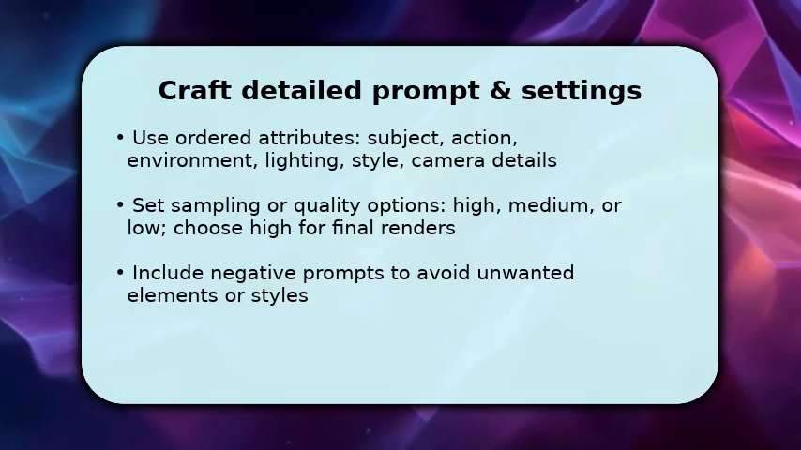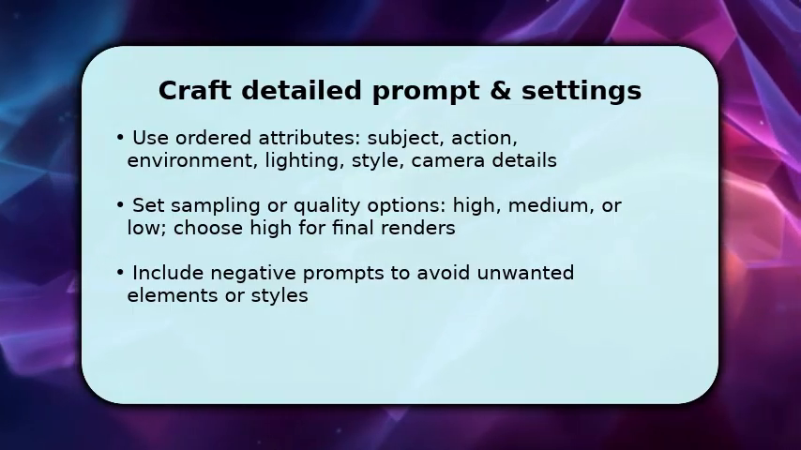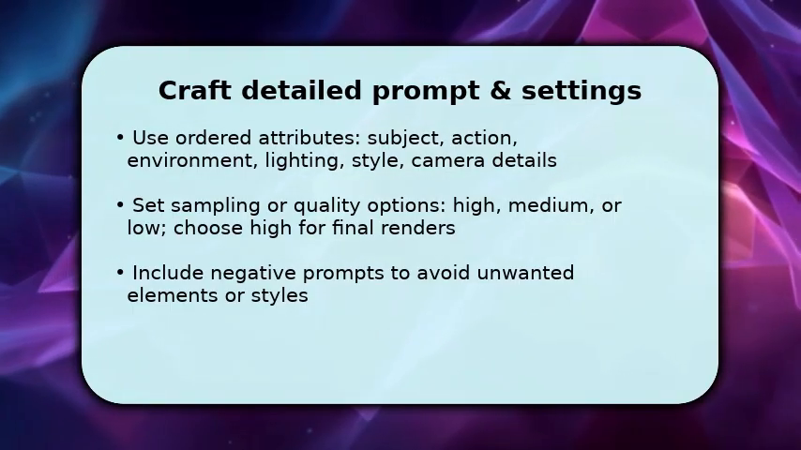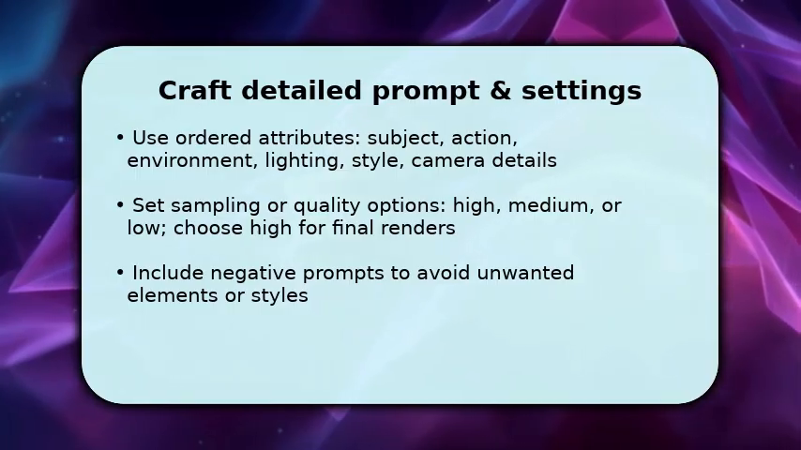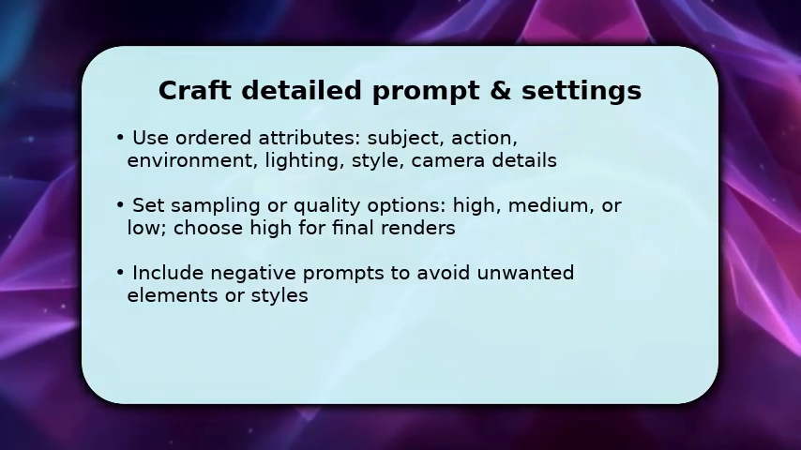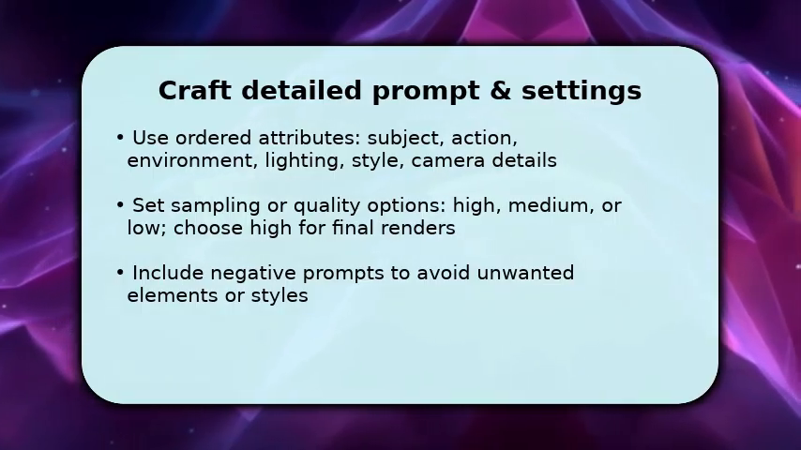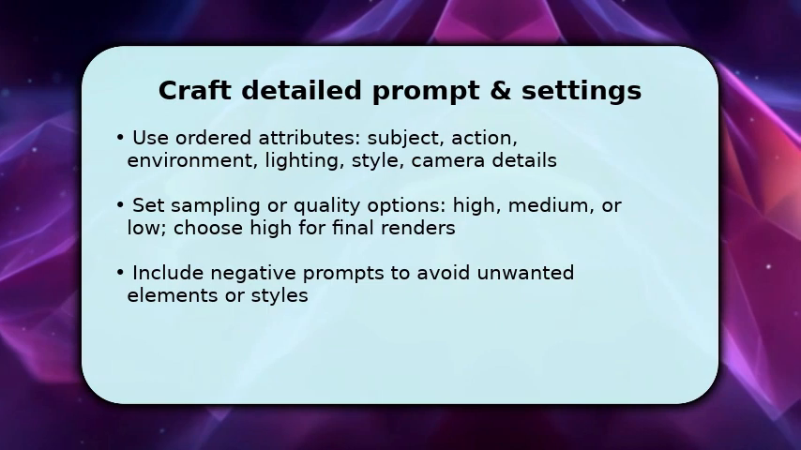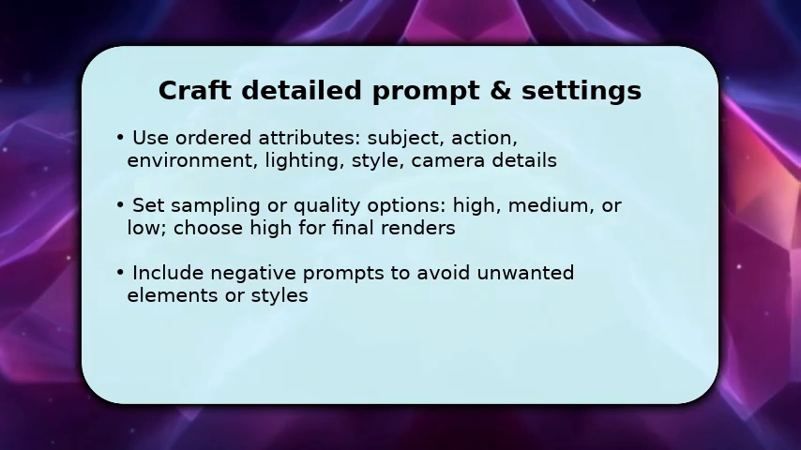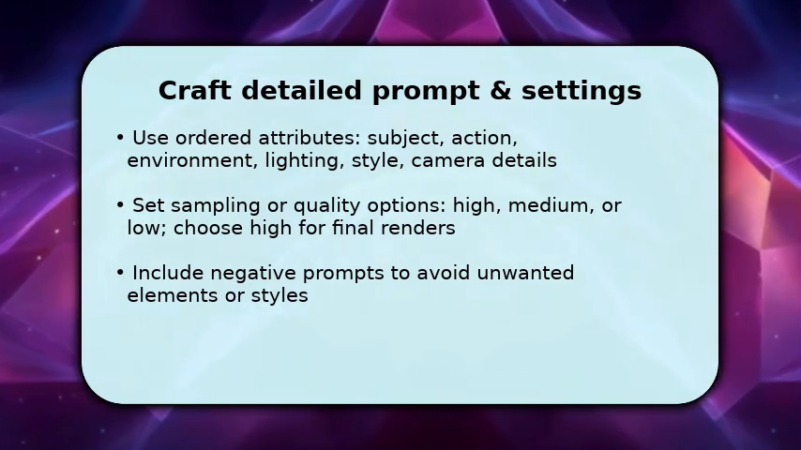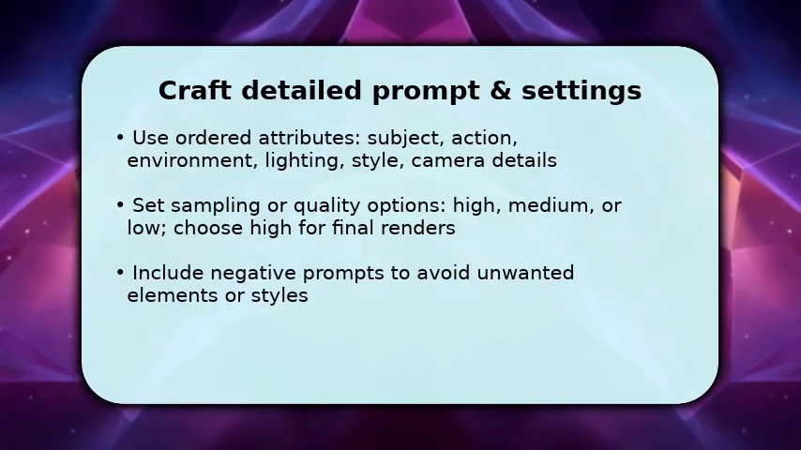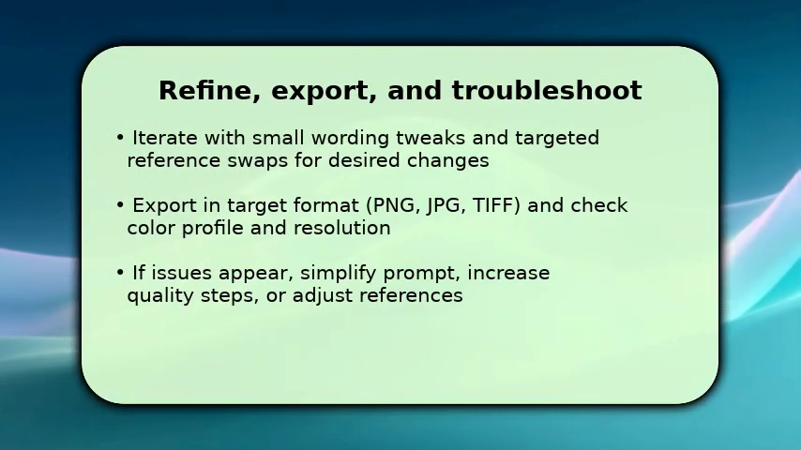Adjust quality settings, choose high for final images, medium for fast iterations, and select sampling steps if available. If you want to avoid artifacts, add negative prompts listing what not to include. Once configured, run a small test render to verify composition and tweak any ambiguous wording before committing to a full high-resolution generate. You finish by refining the best candidate.